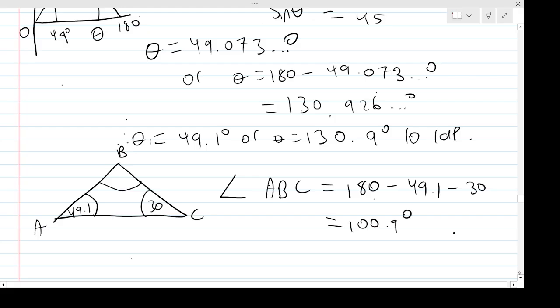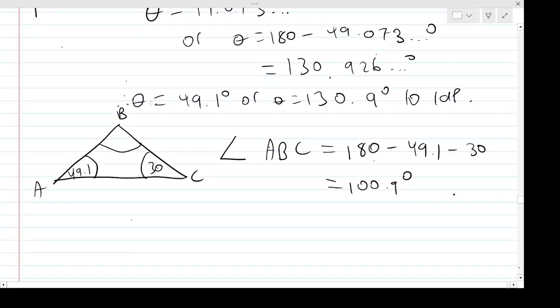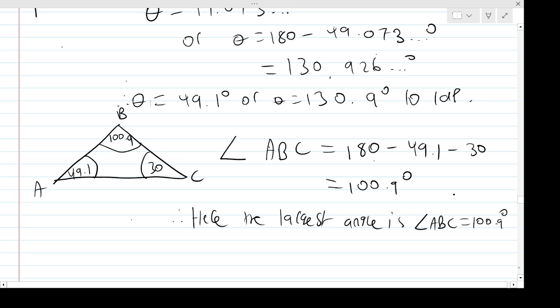100.9 degrees. Well, in this case, that is the largest angle, right? If I put that in, say, that is the largest angle. Out of 100.9, 49.1 and 30, that is by far the biggest one. So therefore then, here, the largest angle is angle ABC, which is 100.9 degrees to one decimal place. So that's one triangle, but then I need to consider the other solution for theta.